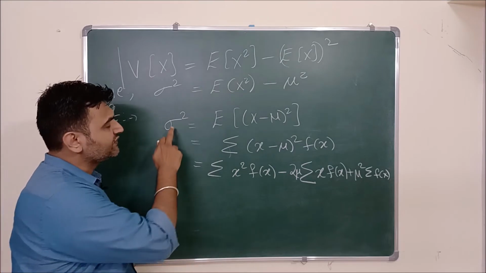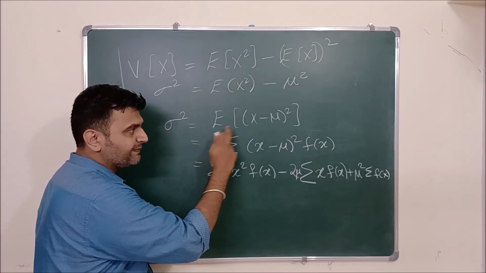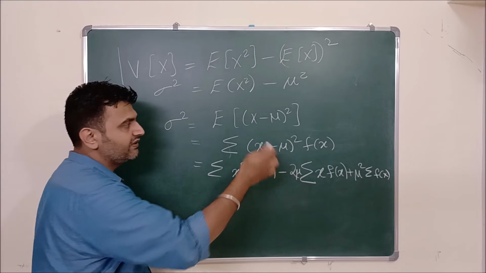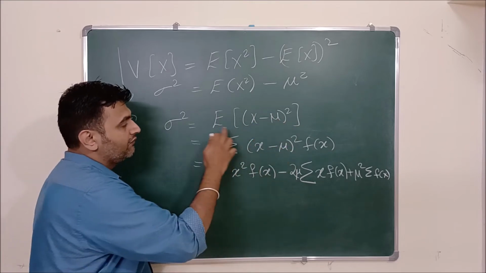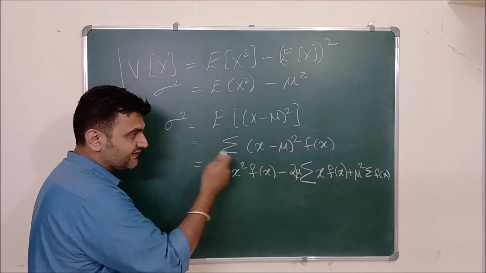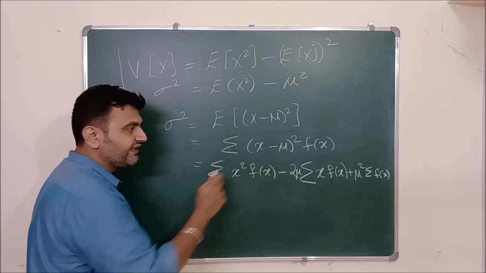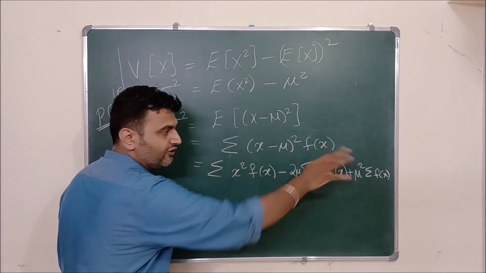Proof is very simple. What is variance of a random variable? It is nothing but the expected value of some nice variable. What is that variable? X minus mu the whole square. But what is the definition? For discrete case, summation. For continuous case, integration will come. Same proof, integration f of x dx.